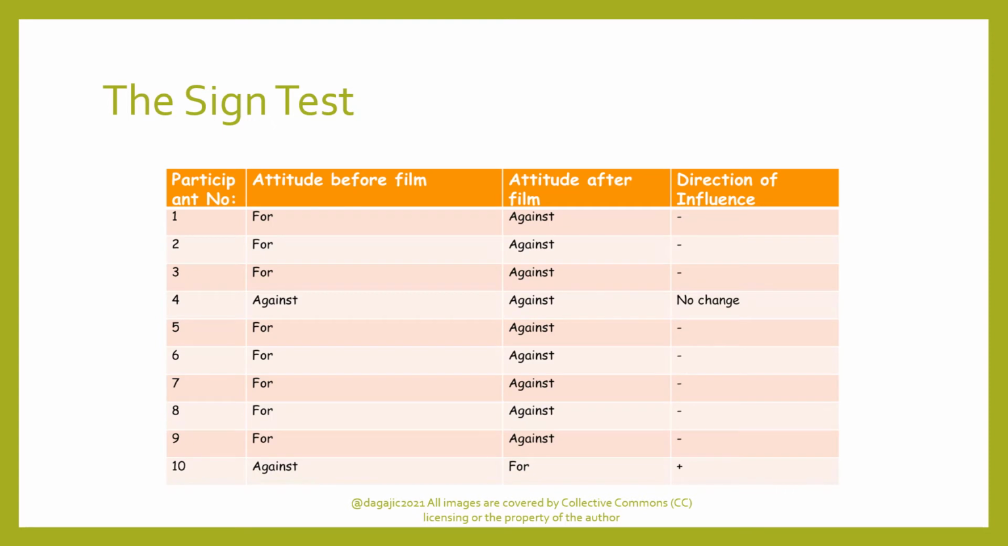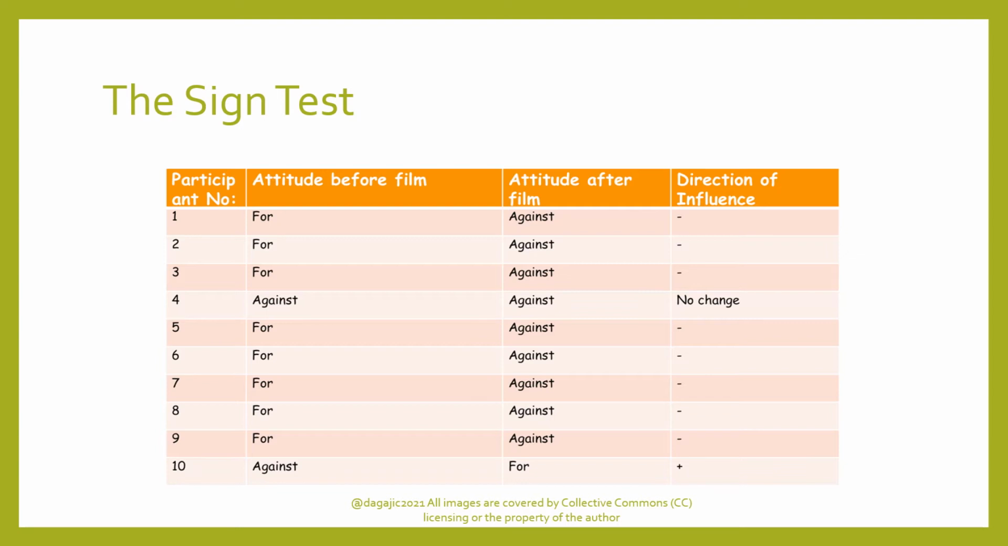All we do is record whether participants were for or against the death penalty before they watched the film, and whether or not their attitude had changed afterwards. So you can see participant 1 was for the death penalty. After the film, they were against the death penalty. So we've assigned that a minus sign. It doesn't really matter which signs you use as long as you're consistent with your approach.